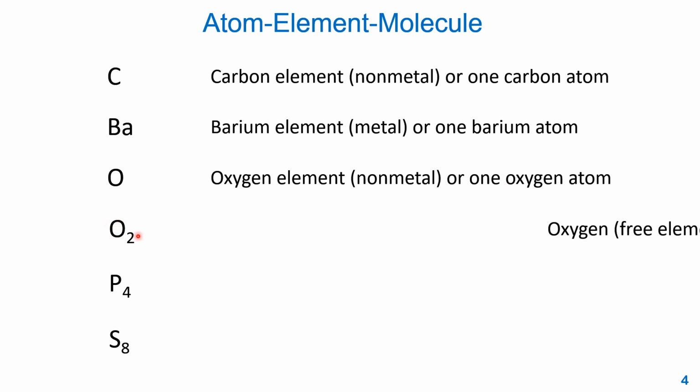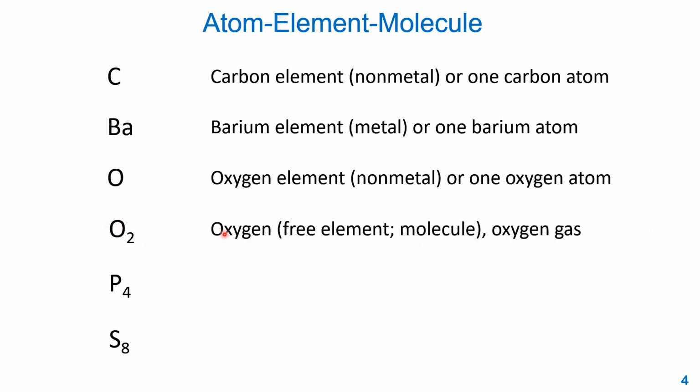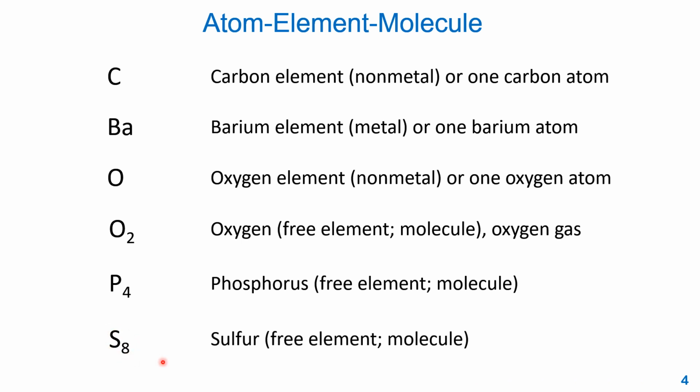This is an oxygen molecule, okay? So it's a free element, it's a molecule. We call this a diatomic molecule. Sometimes it's just called oxygen gas because it's a gas. It's a type of free element of oxygen. This is phosphorus. It's a free element. It's also a molecule. Okay, so it's called a polyatomic molecule, phosphorus. This is another polyatomic molecule. That is sulfur. It's a free element. It's a molecule of sulfur.